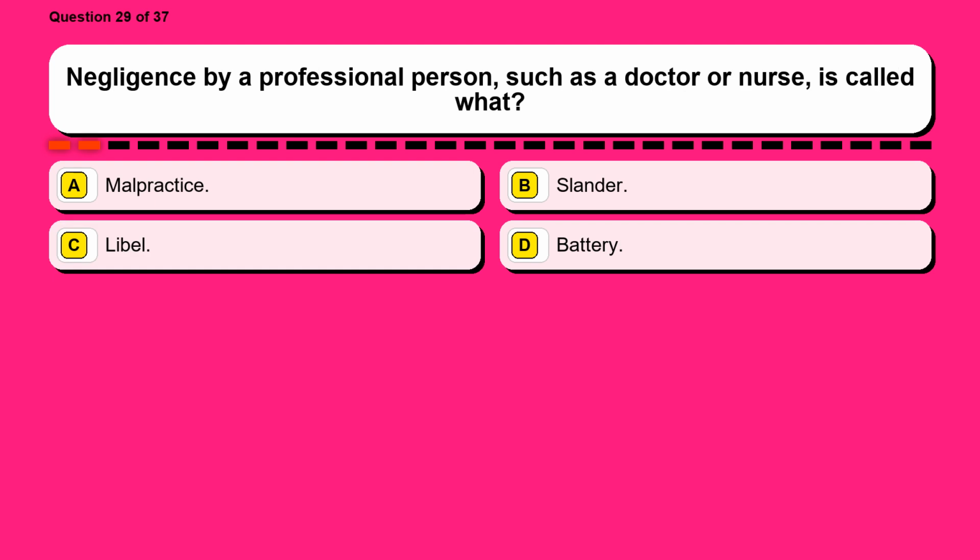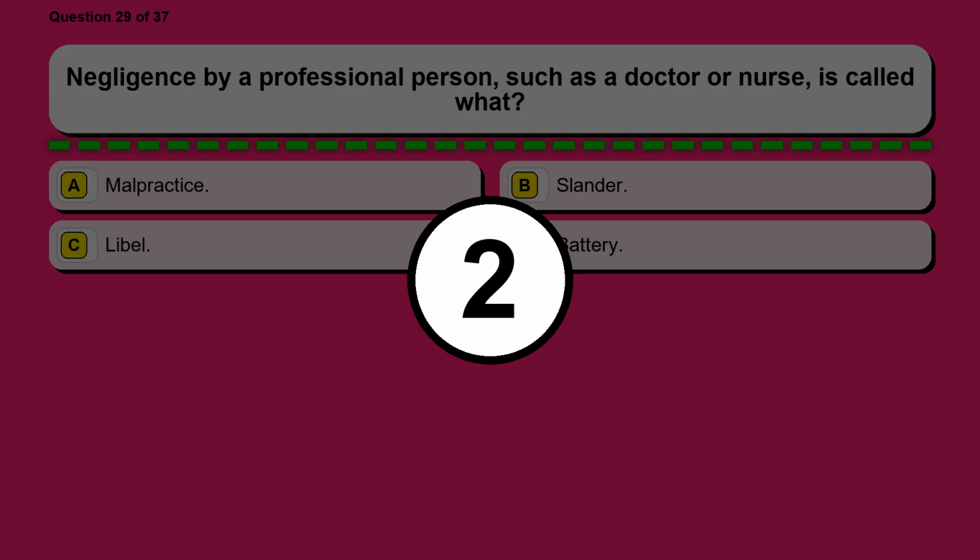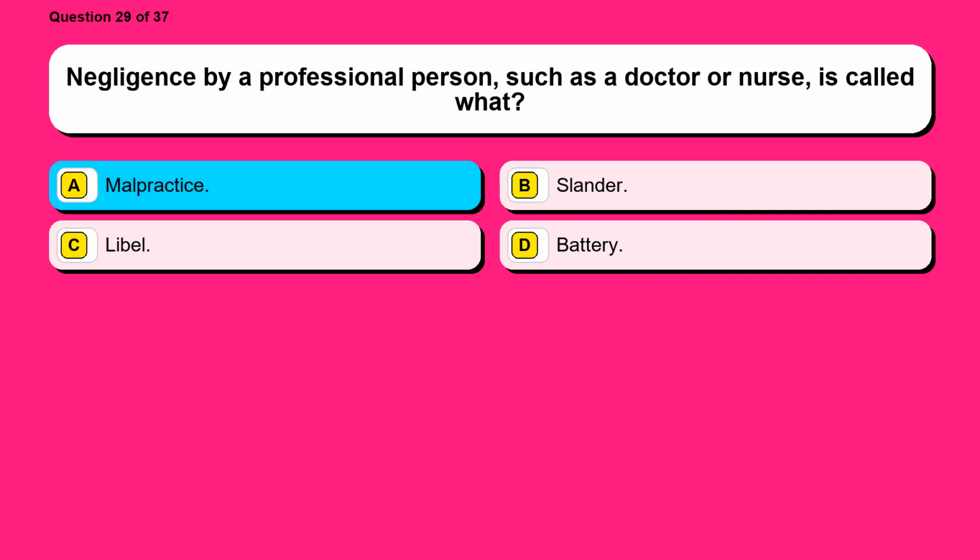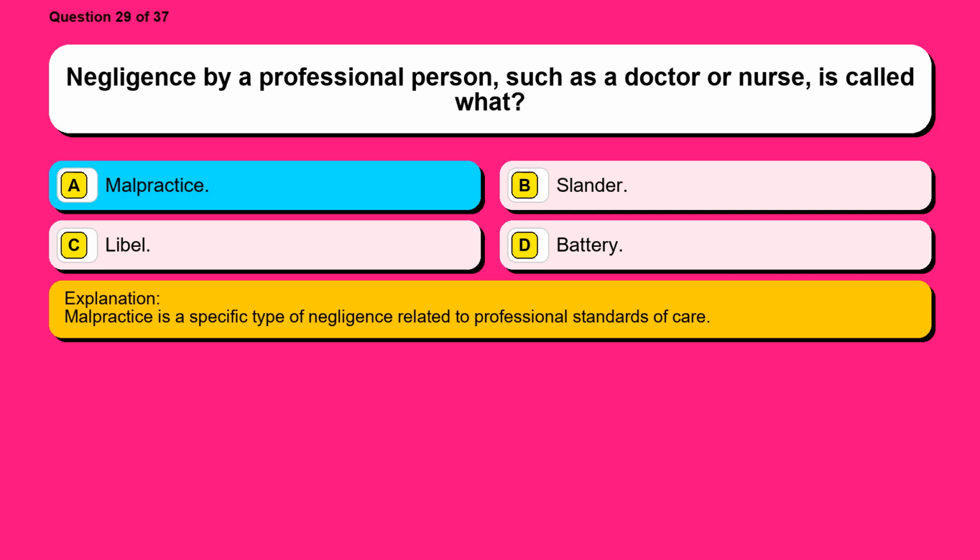Question 29. Negligence by a professional person, such as a doctor or nurse, is called what? Option A. Malpractice. Option B. Slander. Option C. Libel. Option D. Battery. The correct answer is option A. Malpractice. Malpractice is a specific type of negligence related to professional standards of care.